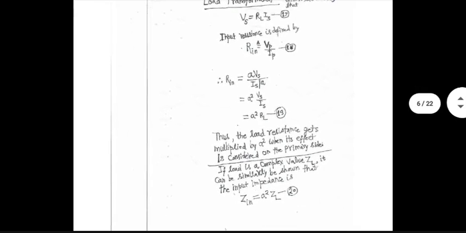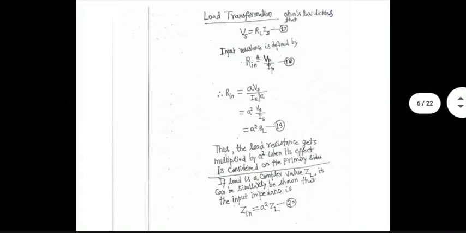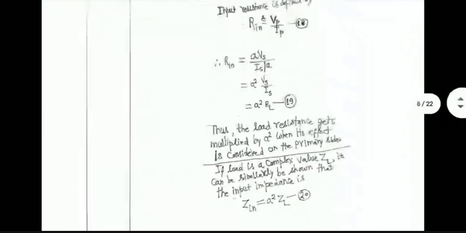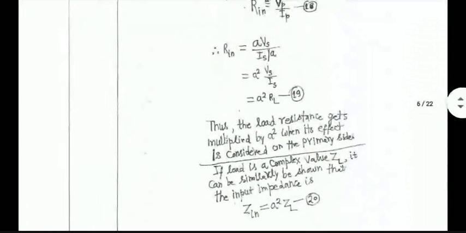This property is very useful for high frequency transformers. For power transformers, it is better to keep it in mind while evaluating the performance. Yeah, for complex load, the equation would be generalized to Zin equal to a square Z.